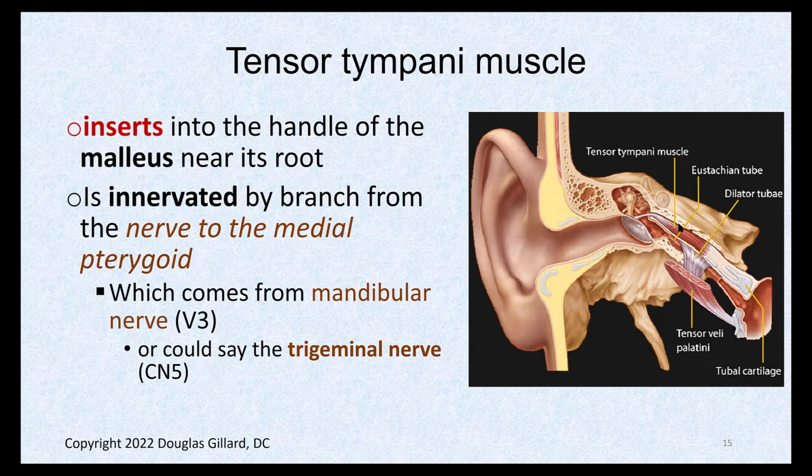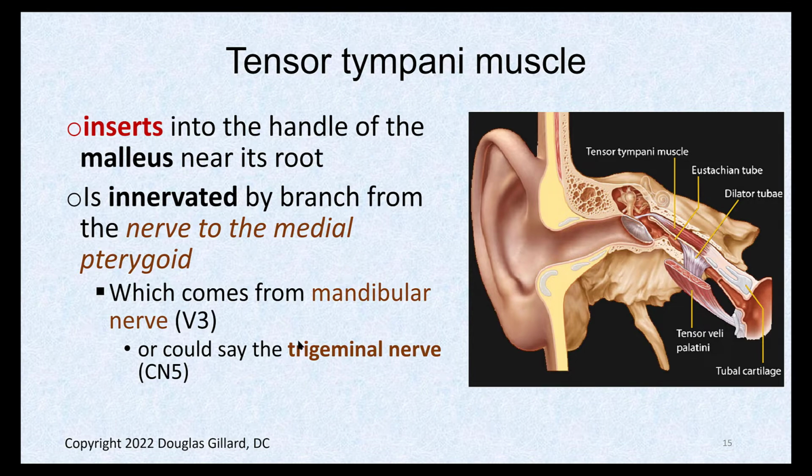I think we've mentioned that before, but you could say there's 3 possible choices depending on how deep the question is. The easiest question will say it's supplied by the trigeminal nerve. The next depth of the question, like a medium hard question, would say it's supplied by the mandibular division, or V3, of the trigeminal nerve, which is cranial nerve 5. Or they could get really crazy into the weeds. There's a branch of the mandibular nerve called the nerve to the medial pterygoid. And that's the true nerve that supplies it.